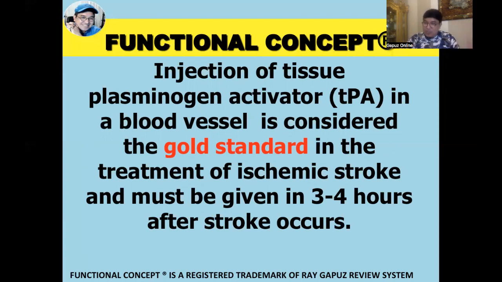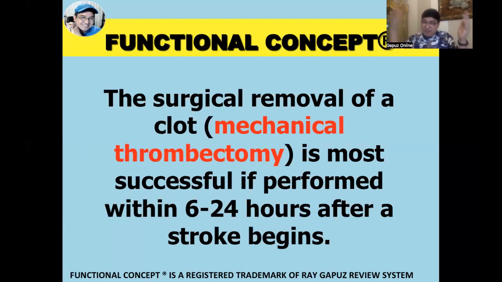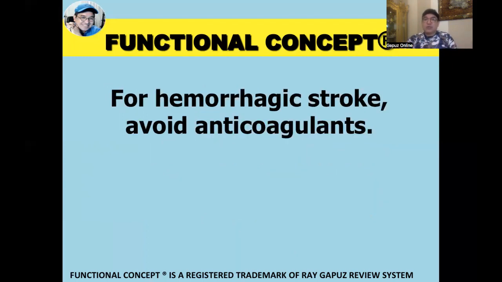Now, if it could potentially worsen bleeding, then the patient would be a candidate for blood transfusion. Okay, let's move on. Tissue plasminogen activator works by dissolving the clots. So this is best given within 3 to 4 hours after the diagnosis of ischemic stroke. The surgical removal of a clot, mechanical thrombectomy, is most successful if performed within 6 to 24 hours after a stroke begins. Now, however, if the stroke is hemorrhagic in nature, we'll have to tell the patient to avoid anticoagulants.